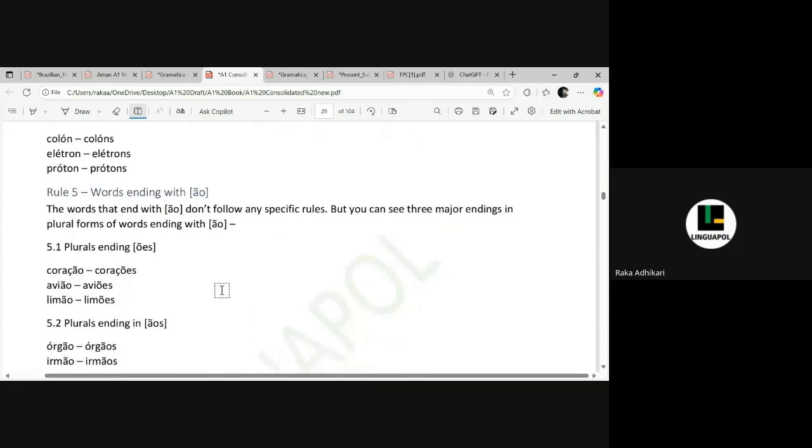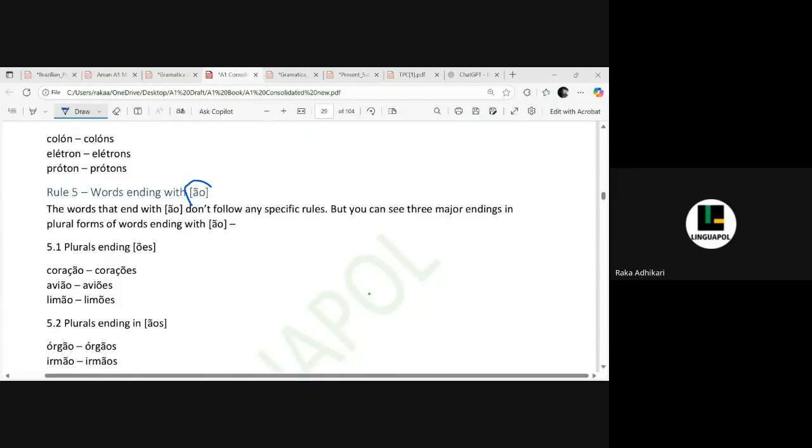Moving on, words ending in "ão." Now this one is one of the exceptions. Words ending in "ão." For these words, we do not have any particular rule. That is, we cannot predict which word will end in what kind of combination in the plural form.